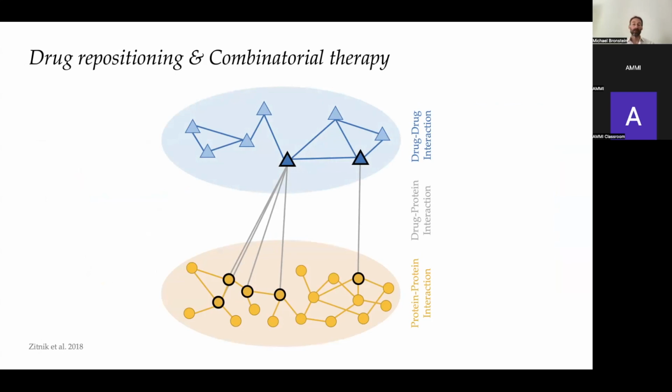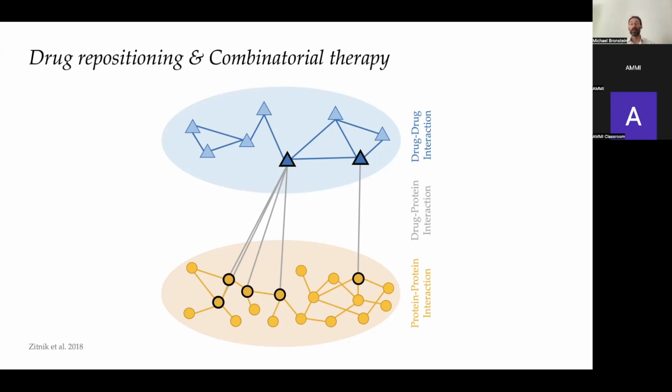And this was one of the first uses of graph neural networks by Marinka Zitnik, who is now a professor at Harvard Medical School. So she used graph neural networks to predict interactions of combinations of drugs. So this is also a standard way of administering treatments, what is called polypharmacy, or combinatorial therapy, where we use multiple drugs at the same time.